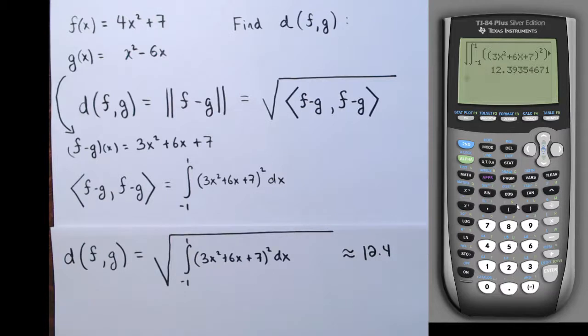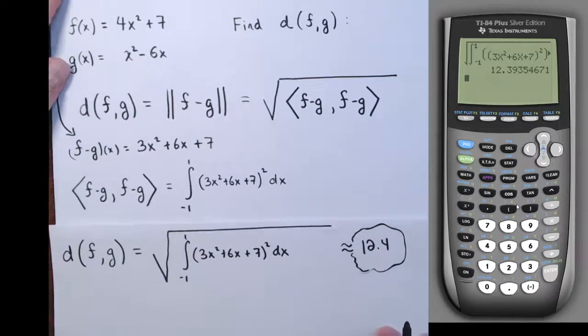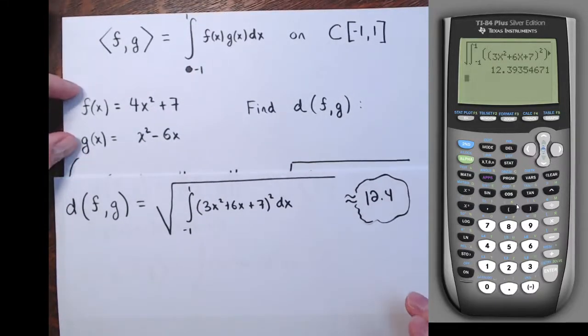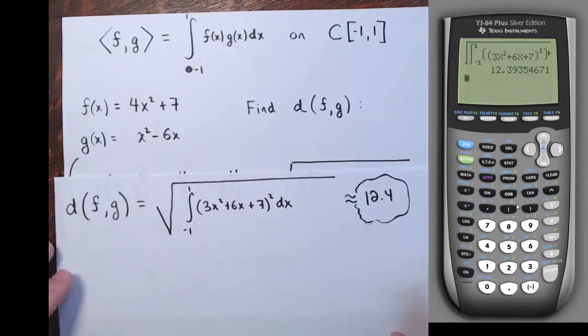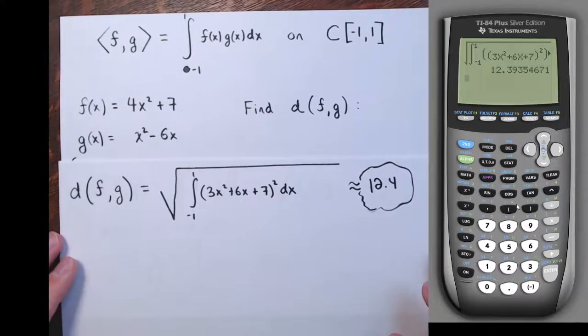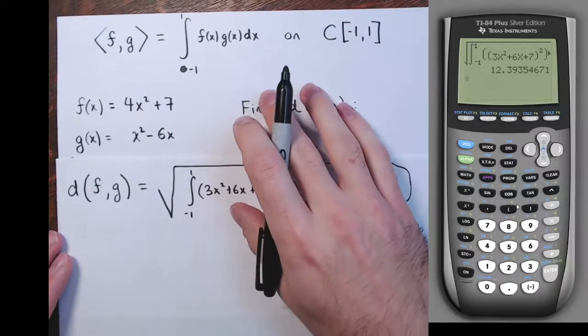About 12.4. Right. Now, what does this mean? Okay. Well, really nothing yet. You could say the distance between these two functions is 12.4. Really, you're going to use these distances as more of a relative comparison.